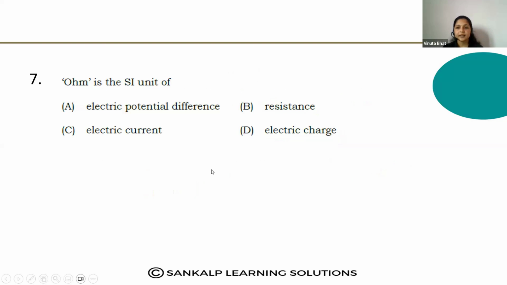Sorry, here the correct answer is resistance. Okay, ohm is the SI unit of the resistance. Coulomb, that is the SI unit of the electric charge.